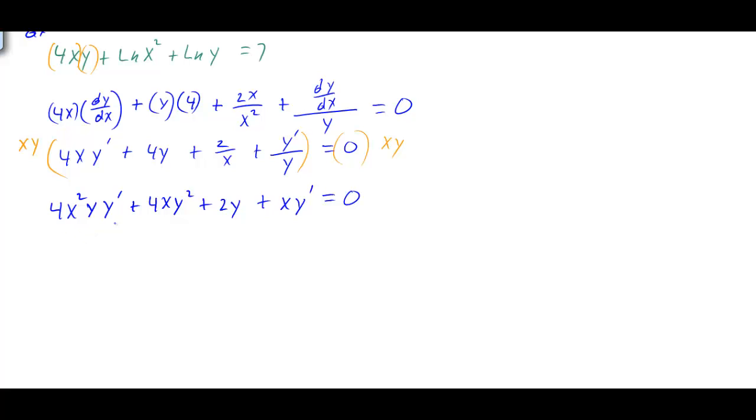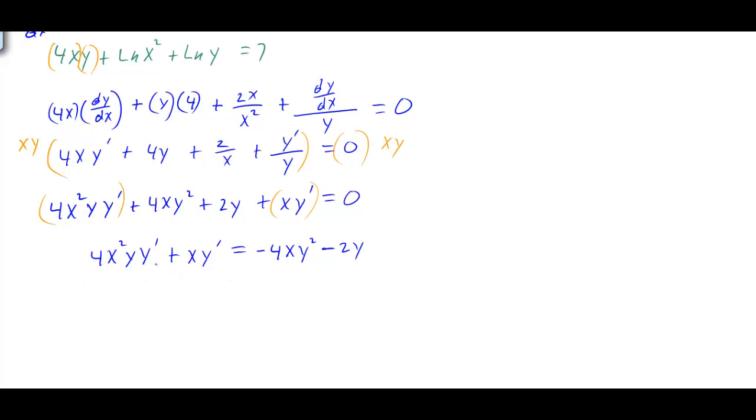So now we can group our y prime terms. So here we have a y prime, and here we have a y prime. So we want to keep those terms on the left. So we would have 4x squared y prime plus x y prime, and then we're going to move everything else to the other side. So we would have a negative 4x y squared, and then the 2y we want to subtract over, so it's a minus 2y.